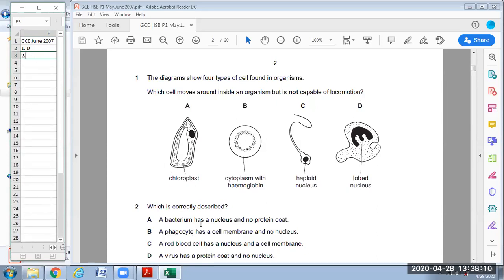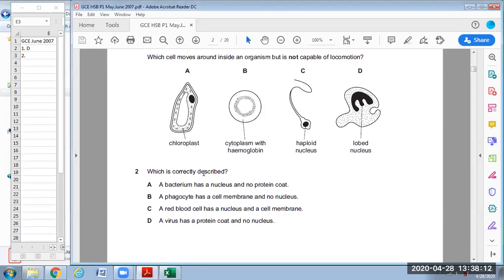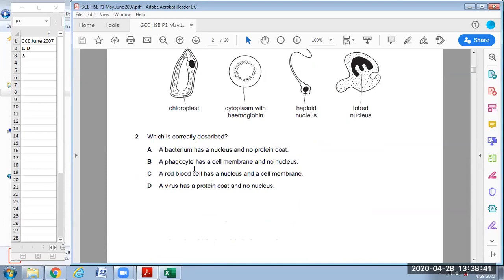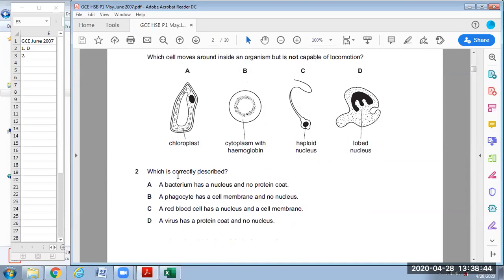All right, next one. Which is correctly described? A. A bacterium has a nucleus and no protein coat. B. A pathocyte has a cell membrane and no nucleus. C. A red blood cell has a nucleus and a cell membrane. D. A virus has protein coat and no nucleus. I had D. That's correct. But isn't this pertaining to these diagrams? No, this is not pertaining to that. Yeah, at first I thought that was connected. Okay, so yes, the answer is D.